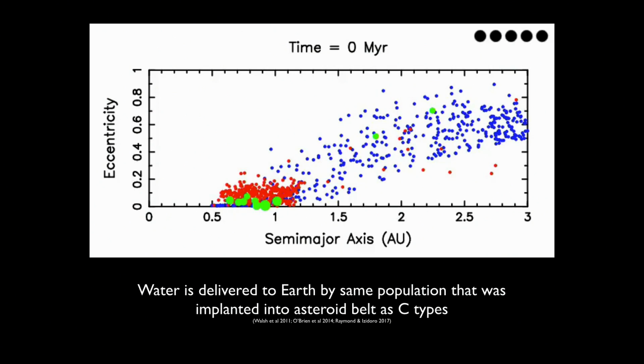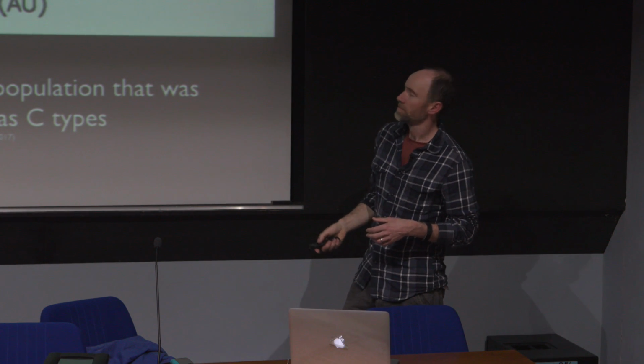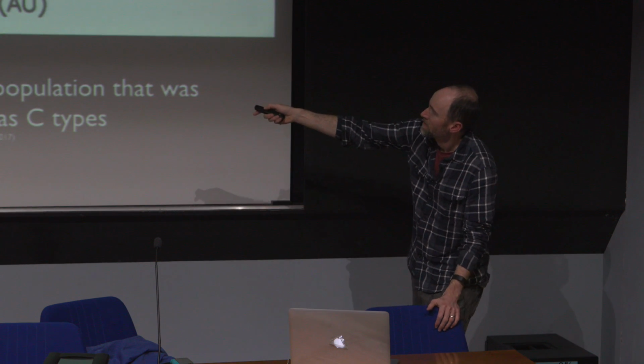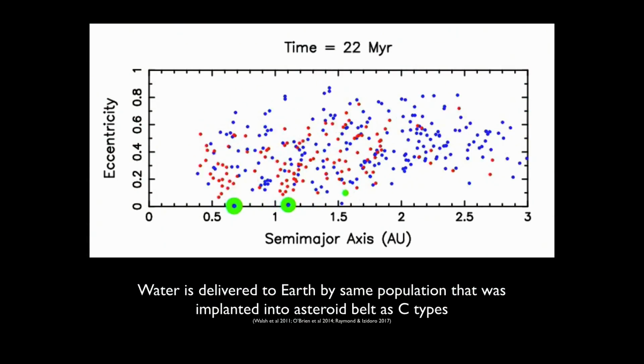Here's another movie similar to one that Morby showed, where after Jupiter's migrated in and out, there's this kind of rain of water-rich material that's crossing the orbits of the terrestrial planets. And in time, there we go, things bash into each other, and the little blip in the middle of each of these planets shows that it's gotten some stuff that had water.